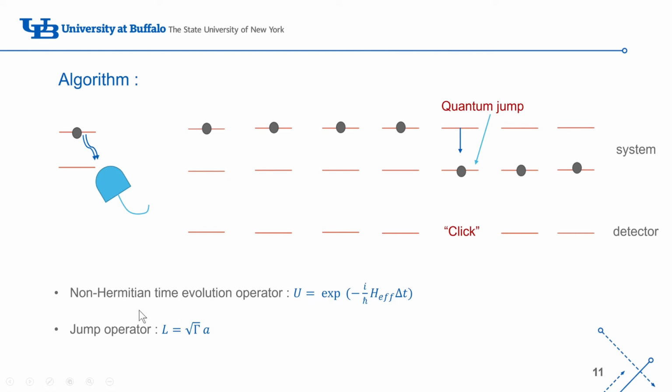So one is the non-Hermitian time evolution operator, which basically leaves the Transmon in the excited state as it is, which is given by this operator. And then there is a jump operator which tells us the probability of going from excited to the ground state. Both of these operators have different probabilities, and that also depends on the wave function that we have.